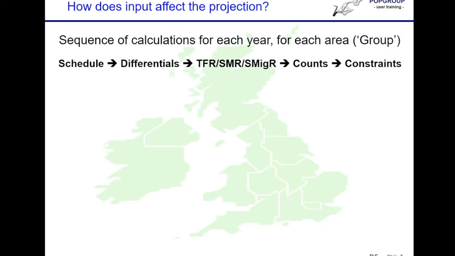And then finally, POPGROUP will look for constraints, which are contained in the constraints file. So these constraints might, for example, be a population target in a particular year that a planner expects as a result of a housing development. So POPGROUP will ensure that the POPGROUP projection model meets that constraint in a particular year. And the way that it will do that is by adjusting migration estimates to meet the population target or constraint provided.